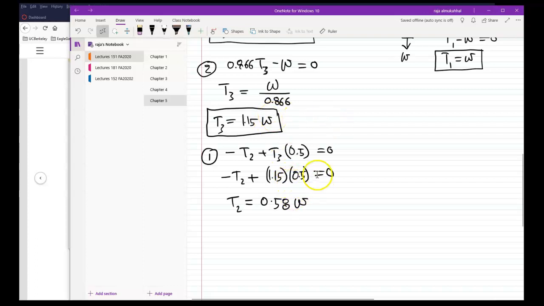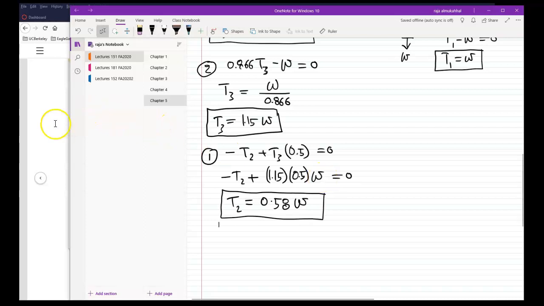There should be a W there, right guys? Should I put a W there? Let me just put it here. How about that? Equals 0. And there we go. So I have the tension T2 is equal to 0.58W. You got that? And that's it.